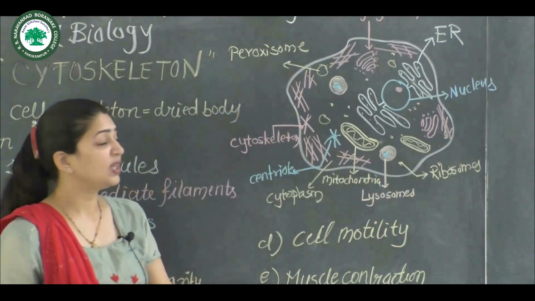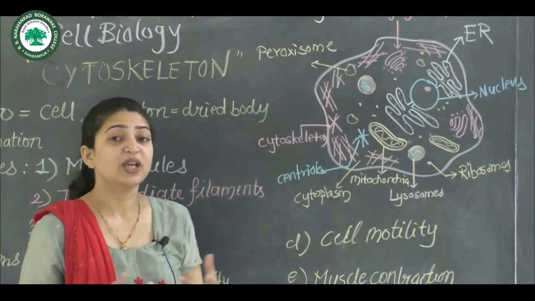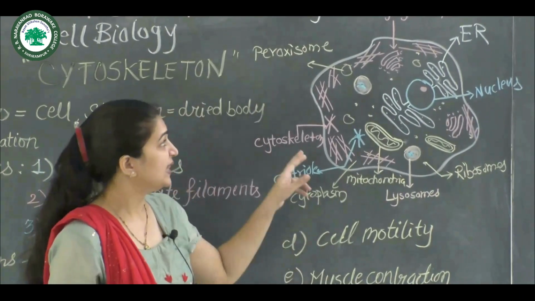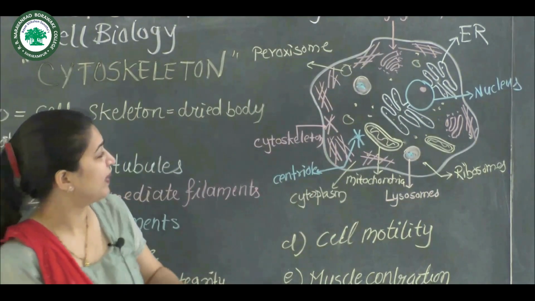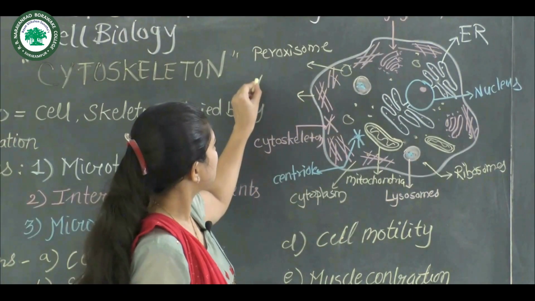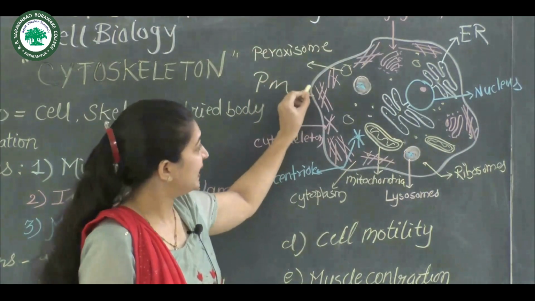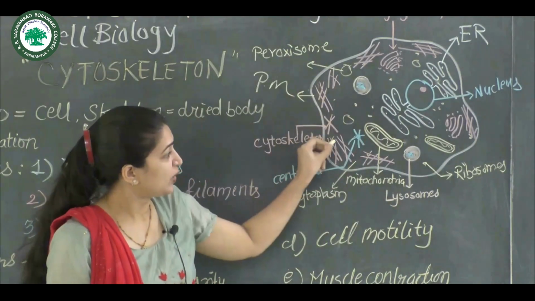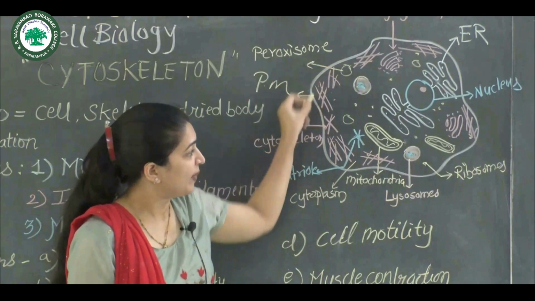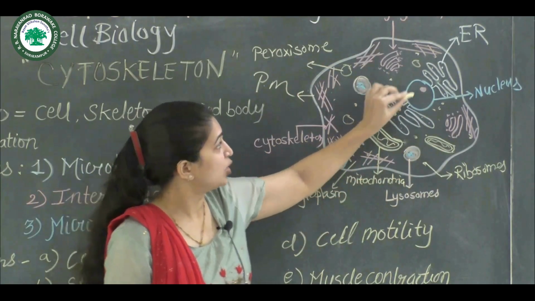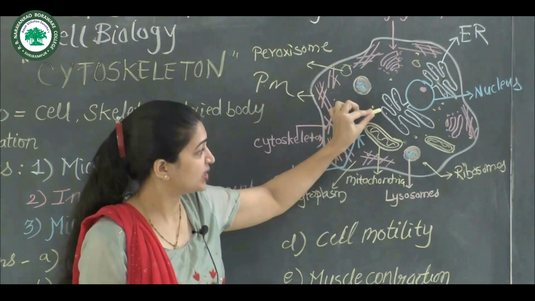If you talk about the location of the cytoskeleton, where are they present? They are present beneath the plasma membrane. So if this is a cell membrane or a plasma membrane, absolutely beneath the plasma membrane, the cytoskeletal structure, that is the filamentous structure, is present, which maintains the cell shape, and also maintains the cell organelles at their position.